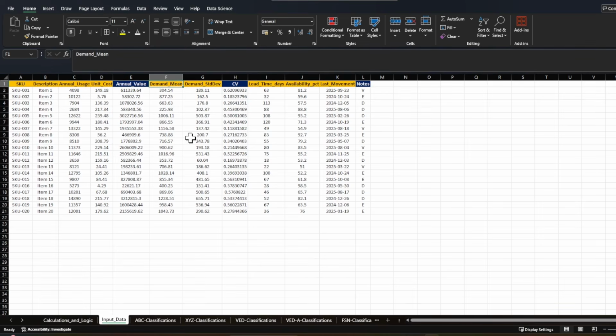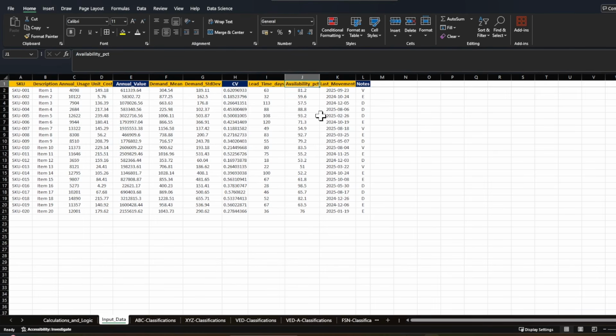Then there is a mean demand. Then there is a standard deviation of demand. Why is this data required? These are important for doing the XYZ analysis. Then there is a coefficient of variation of demand, which again is calculated. Then there is a lead time in terms of days. Then what is the availability percentage?